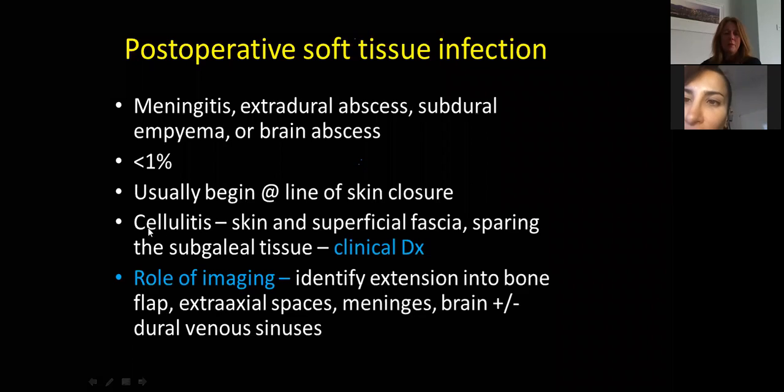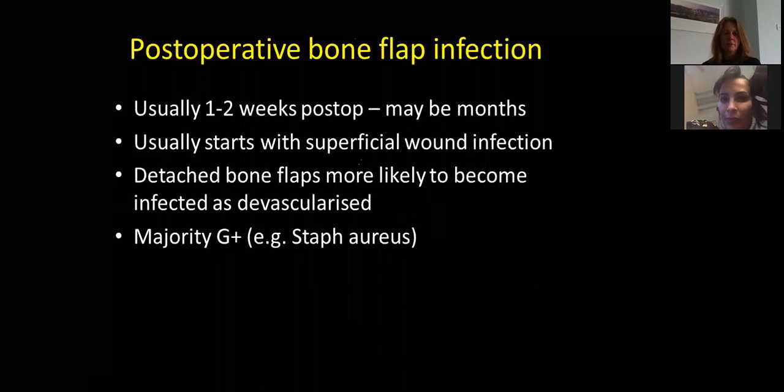Now, if a patient has cellulitis, that's a clinical diagnosis. So what is the role of CT, for example, or subsequent MRI in these patients after surgery? Well, it's to look at the bone flap involvement, extraaxial spaces, meninges, brain, and dural sinuses. So if you have infection, and it spreads into a dural sinus, it's possible to have thrombophlebitis, which produces a dural sinus thrombosis. So bone flap infection, it usually occurs early after surgery.